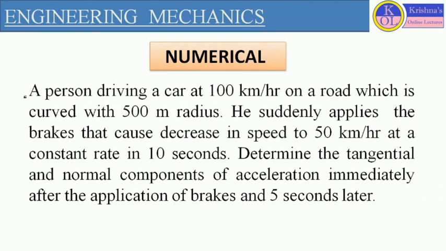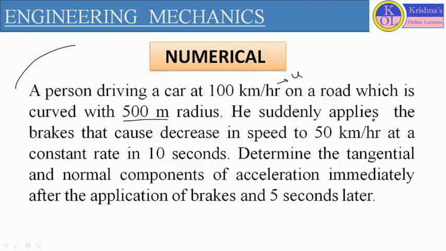So here there is a curvilinear path, and that curvilinear path is representing the path of any highway or any road, and the radius of that particular curve is 500 meters. So for that particular curved road, radius is given 500 meter, and a person is driving a car on that particular curve with velocity 100 km per hour. So this is our initial velocity.